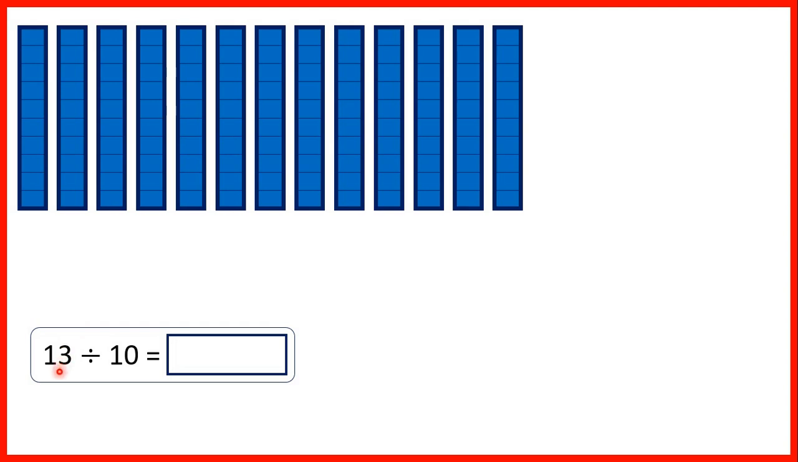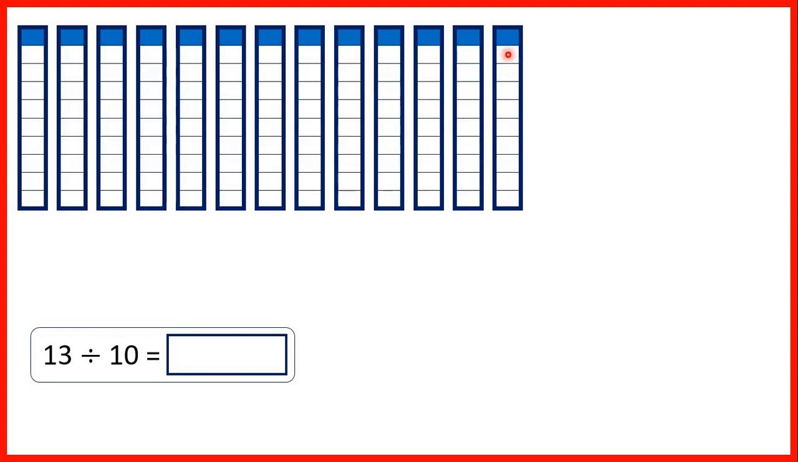We had 13 divided by 10, so I've drawn 13 rectangles. Dividing by 10 is the same as finding a tenth, so let's keep only 1/10 of each rectangle. Now, if we put what's left together, we can fill up 1 whole rectangle and 3/10 of another rectangle. So that's 1 whole and 3/10, so 1.3.